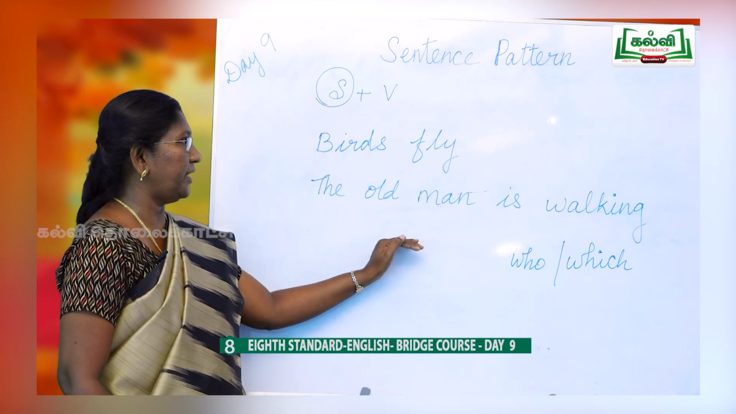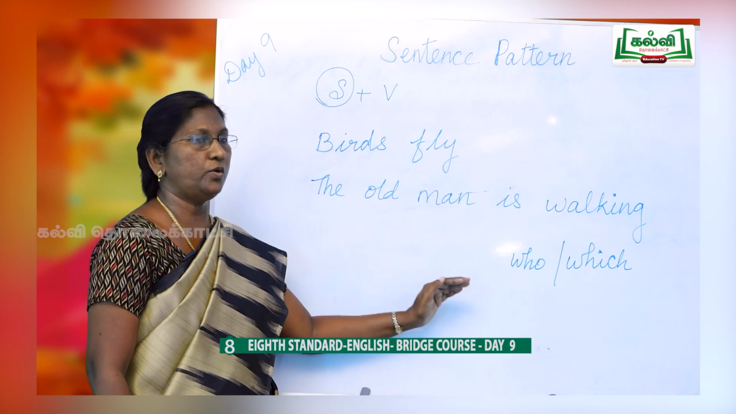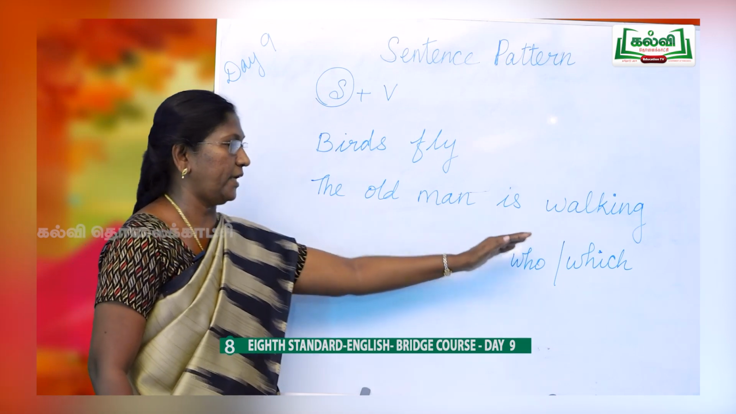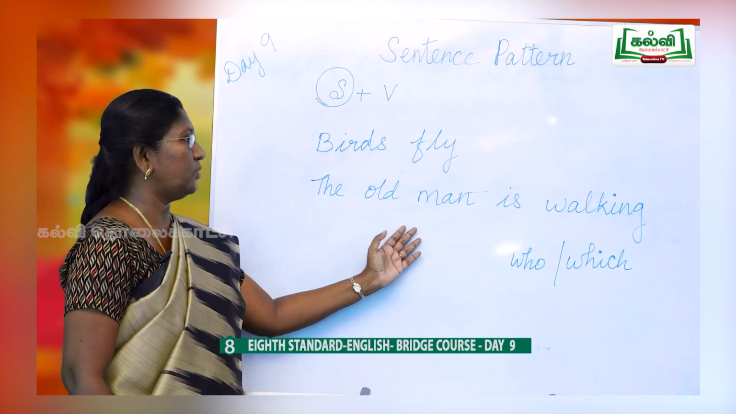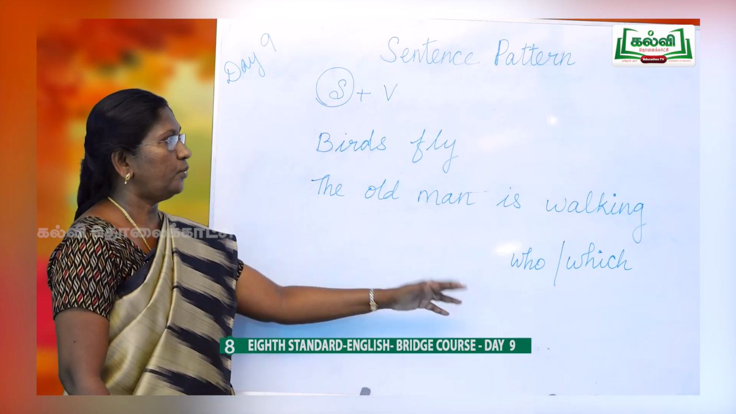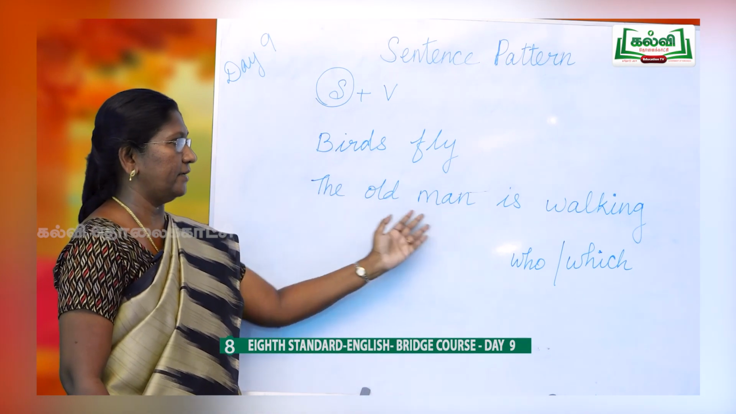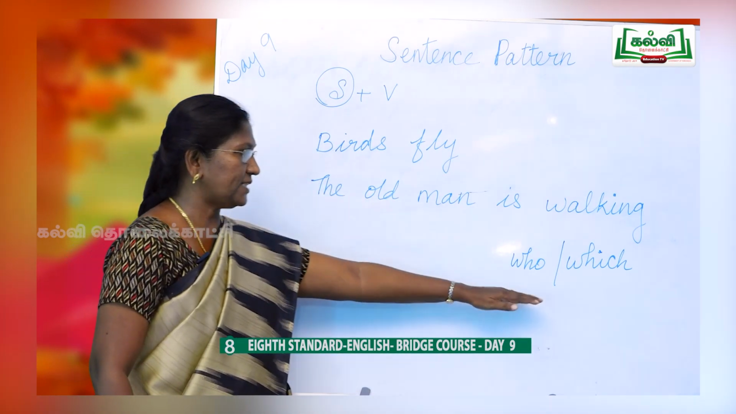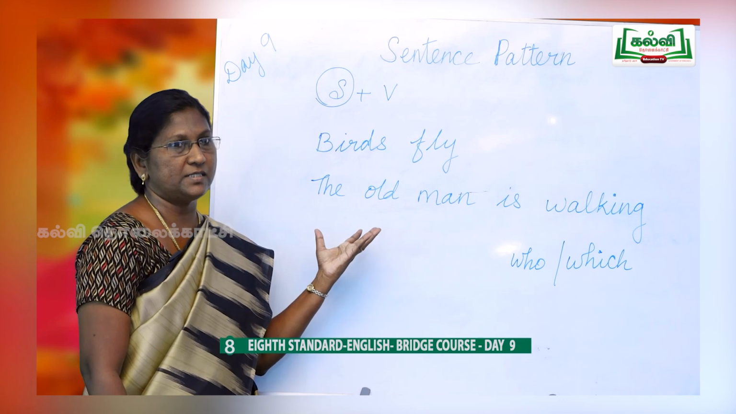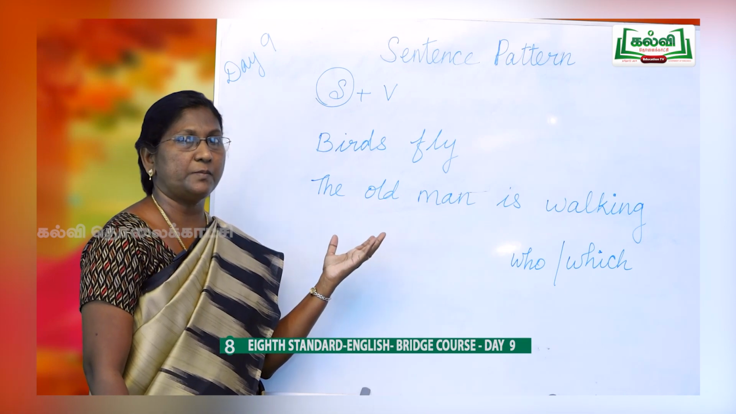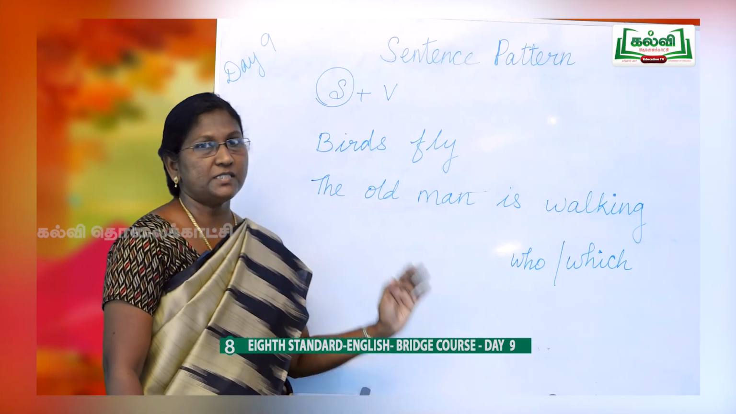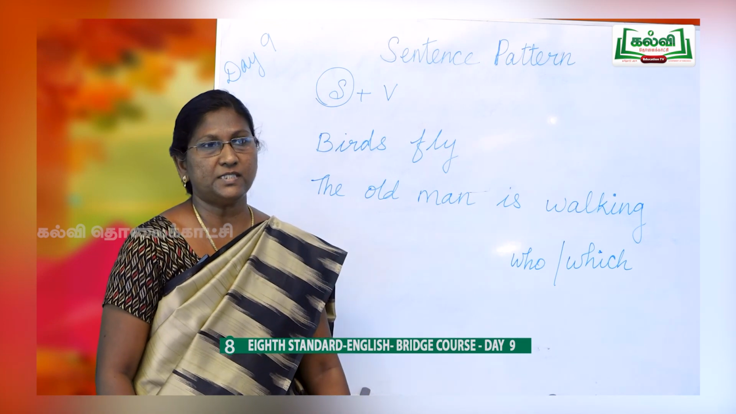Now we have to find out which is the subject. If you have any doubt, you can make a question using who and which. Who is walking? An old man is walking. So this is the subject. Likewise, using which, if you frame a question, which is flying? The birds are flying, or birds fly. So when you ask a question using who or which, the answer you get will be the subject. By this we can identify the subject of the sentence. And here we have looked at the first pattern, S plus V pattern.